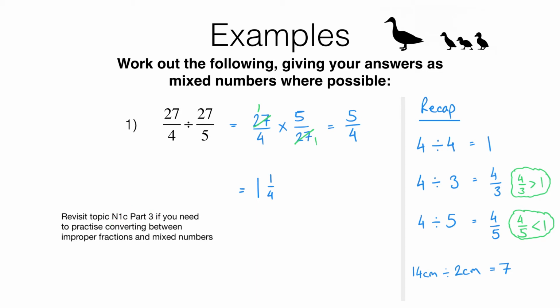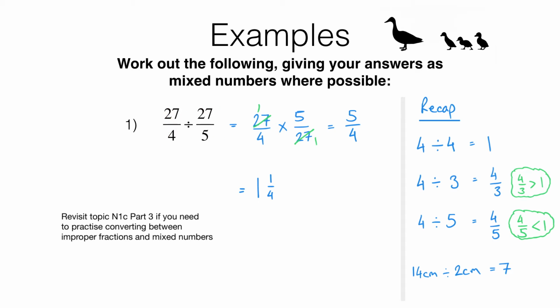Now, before we move on to the next example, I just want to go back to those good mathematician habits I mentioned earlier. With a question like this, before you even do any of this working, it's nice to get a sense of roughly how big an answer you will be getting. In this case, notice we've got 27/4 divided by 27/5. Fifths are smaller than quarters. So 27/5 is less than 27/4.